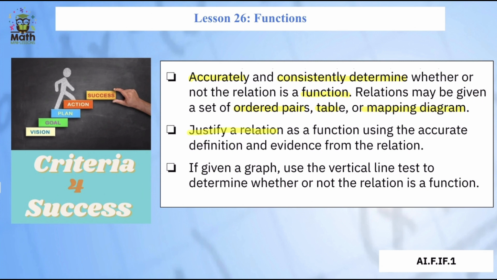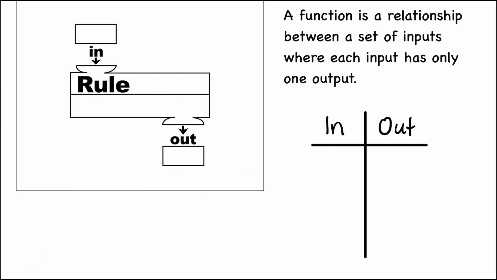And then justify a relation as a function. So at times, can you explain how you know it is or is not a function? And finally, if they give you a graph, could you use the vertical line test to determine whether or not it's a function?